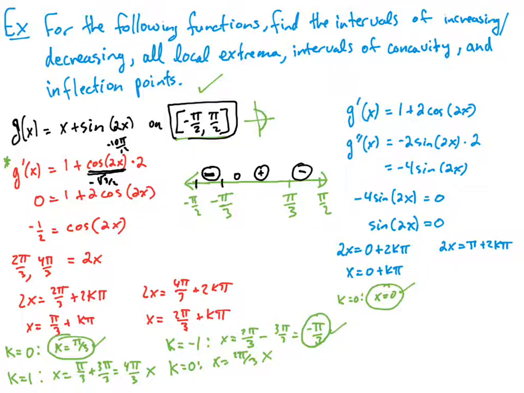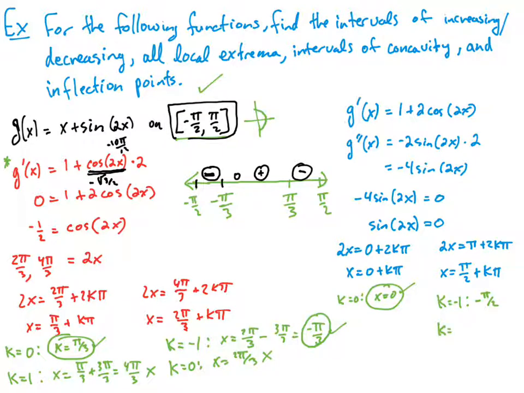On the second equation, again, divide by 2, I get x is equal to pi over 2 plus k pi. Let's test some values. If k is equal to negative 1, I get pi over 2 minus pi, which will leave negative pi over 2, which is right on the left edge of the interval. And since it's a closed interval, that value will be included.